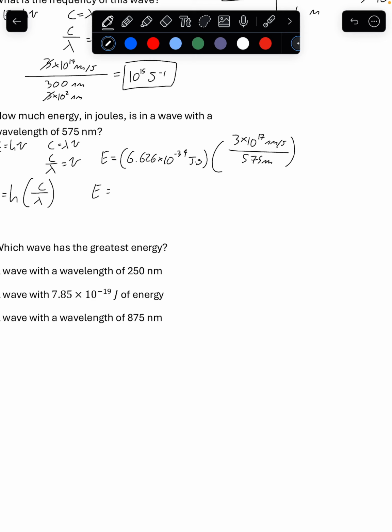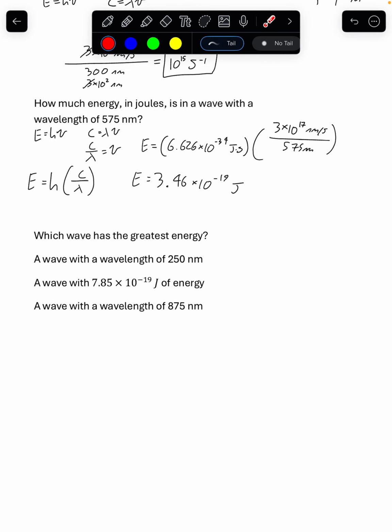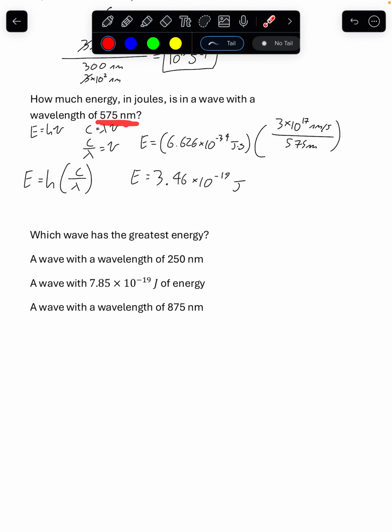And when you run that through the calculator, you should get 3.46 times 10 to the negative 19 joules. A quick mental check we can do is if we have a wave in the visible light spectrum, so 575 nanometers is in the visible light spectrum, we would anticipate the energy of the wave to be somewhere around this 10 to the negative 19 joules.